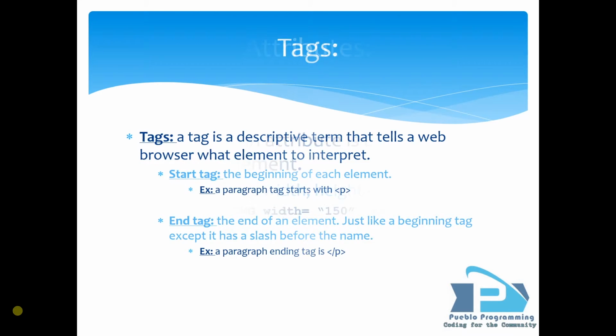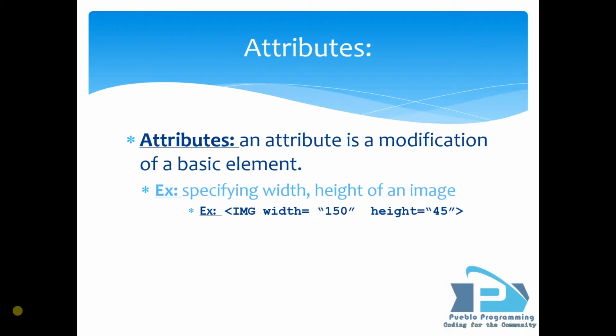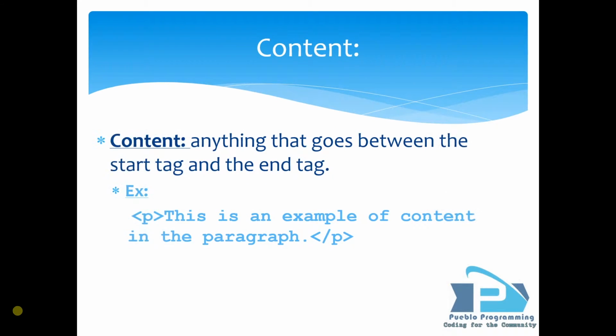Another thing to understand in a subtype of elements are attributes. An attribute is essentially a modification of a basic element. It's kind of like a descriptor, kind of like an adjective. For example, you can specify the width or the height of an image or color or something of that nature. That is all classified under attributes. We'll get into that much later. And then content is pretty self-explanatory. It's pretty much anything that goes between the start tag and end tag. That would include paragraphs, images, line breaks, spacing, font, everything. So that's not too big to understand.